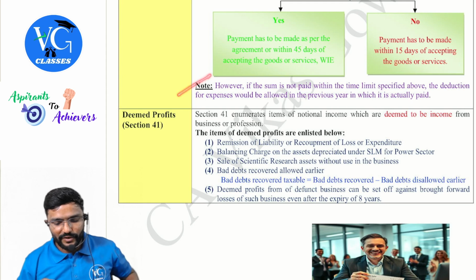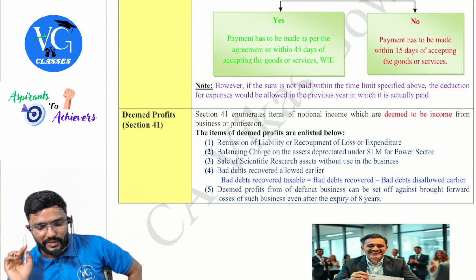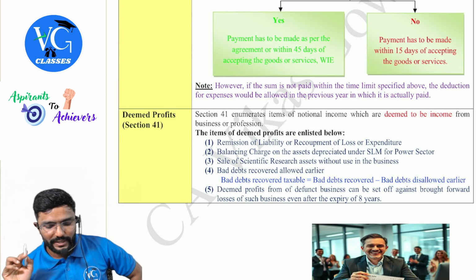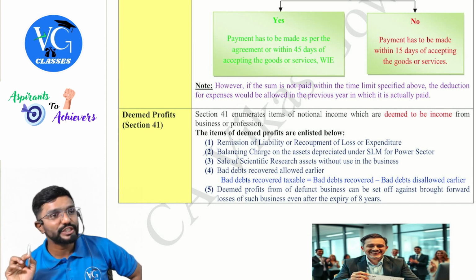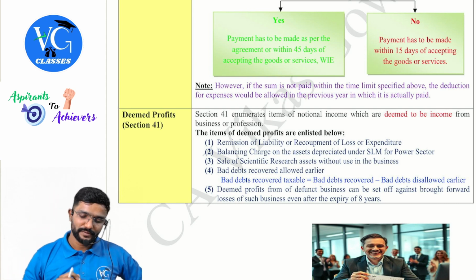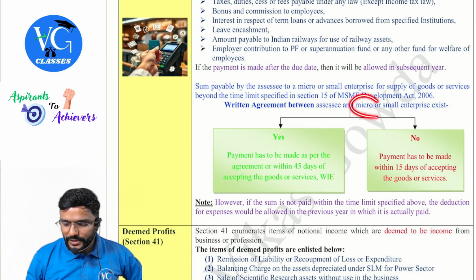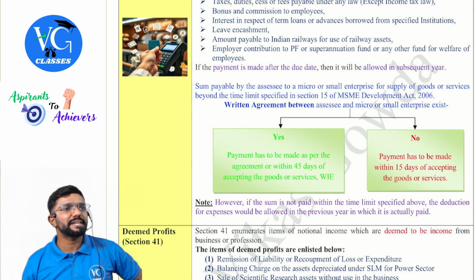Okay, you can see. However, if the sum is not paid within the time limit specified above, the deduction for expenses would be allowed in the previous year in which it is actually paid. Okay, sir. Guys, now, sir, what is this micro and small enterprise? Are they covered under the Income Tax Act?